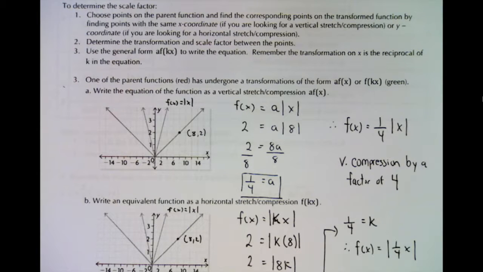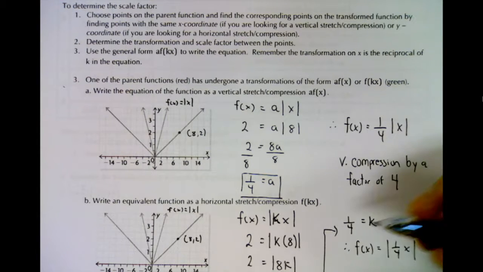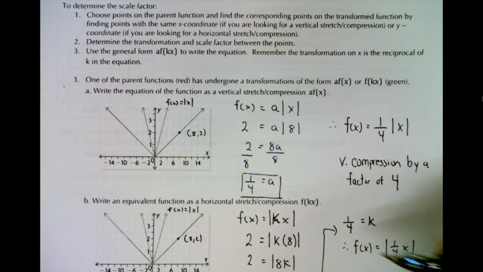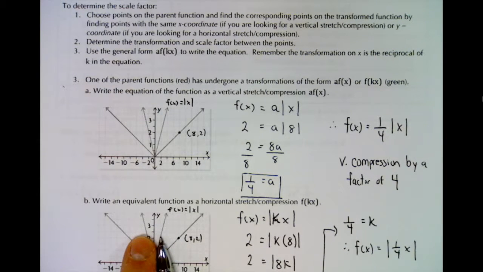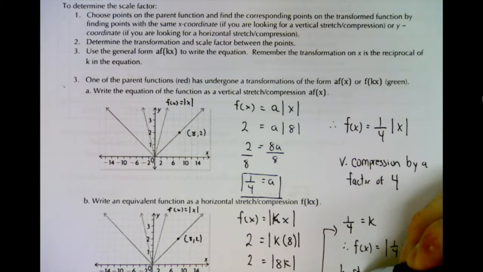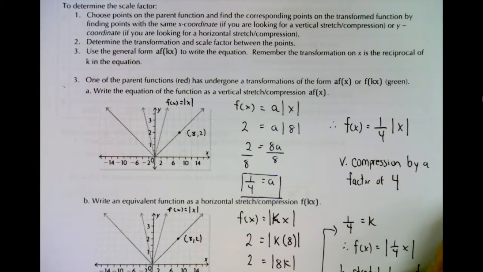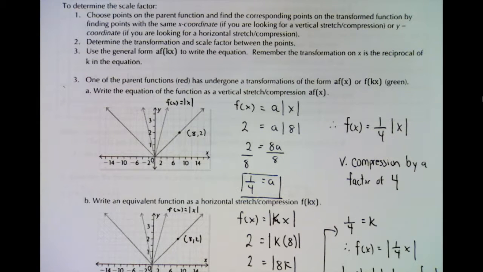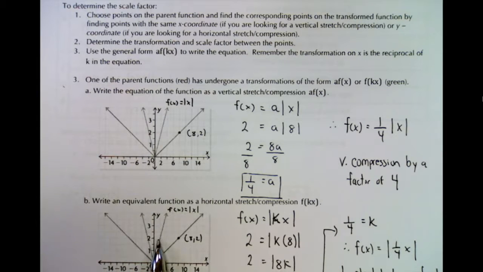And k, being 1/4, would be what type of transformation? Well, think about the original, and it's being pulled this way, which would be a stretch. This would be a horizontal stretch by a factor of 4. How come? Well, because the x values would be 4 times as big than they should be. The original x was 2, and now it's 8. It's being stretched. It's being multiplied by 4.